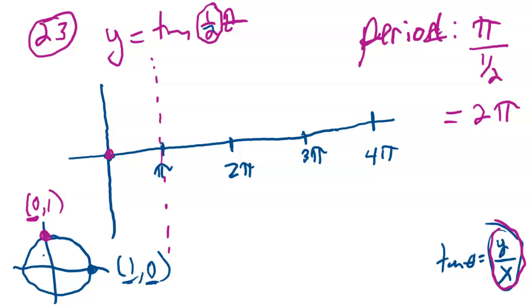Okay. 2 pi. At 2 pi, let's plug it in. 1/2 of 2 pi is pi. At pi, we have the point -1, 0. My x is -1, my y is 0. That's going to be 0. Now, my normal period here was 2 pi.